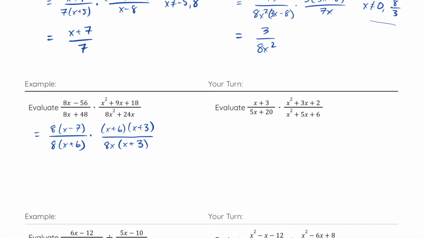And then I look at the denominator. I can find my excluded values here. So I say x cannot be 0, -3, or -6. And then now I can start looking for things to divide out. Let's see, 8 and 8 divide out. X plus 3 and x plus 3 divide out. X plus 6 and x plus 6 divide out. And what I end up with is x minus 7 all over 8x, as long as x is not 0, -3, or -6. Okay, pause the video, try the one on the right.